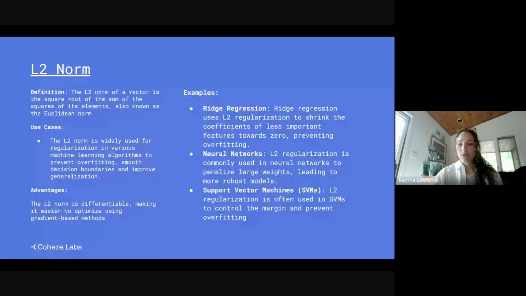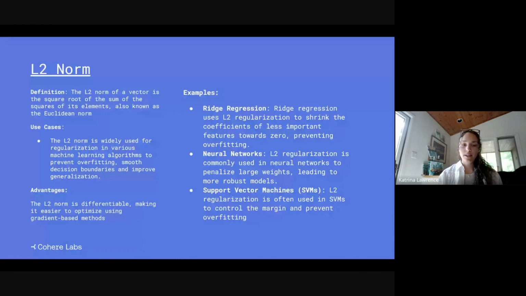Some examples in machine learning where we would use the L2 norm include ridge regression. This uses L2 regularization to shrink the coefficients of less important features towards 0 to prevent overfitting. So that's very helpful for us. It's able to smooth out all the parameters, and the parameters that are less important are going to shrink, and that prevents us from overfitting the general model.